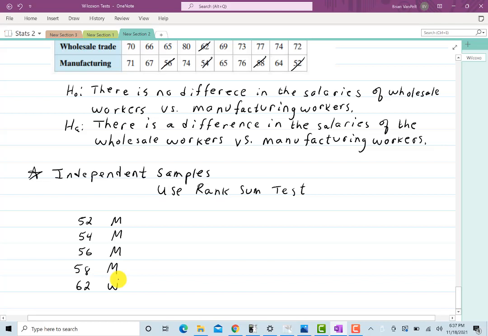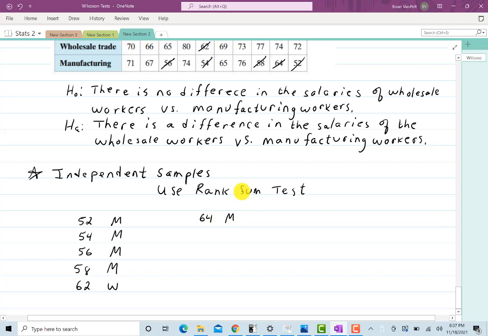Since I don't want this data to disappear on me, I'm going to continue in another column so I can see it. So I'm going to do columns of 5 each, I guess. My next after 62 is 64, and that came from the manufacturing sector.